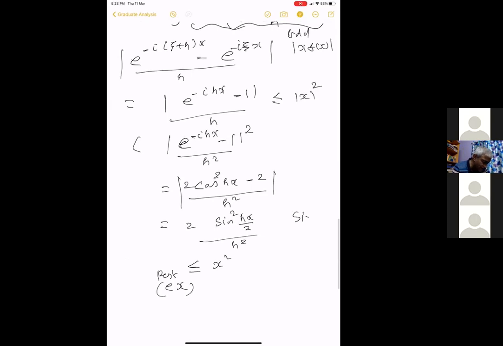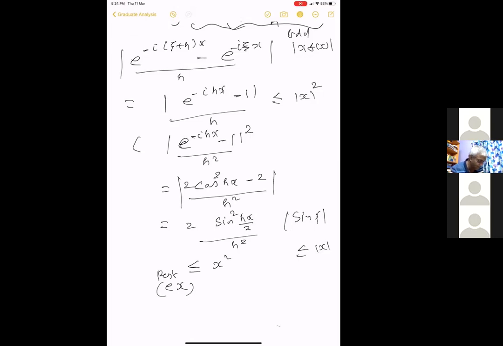That's because sin x by x is a nice function. Near 0, it behaves like mod x; otherwise it's less than or equal to 1. Sin x is less than or equal to mod x. This is what I said.